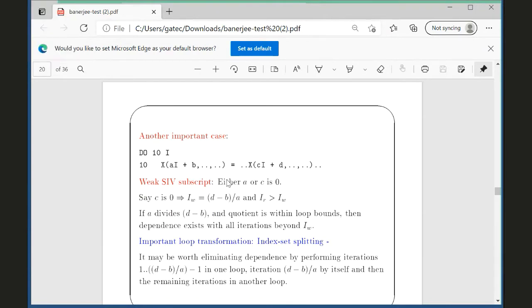And the second condition is very similar: it's now pinpointing a particular iteration, and if that is not within the bounds of I, then again there is no dependence. So if IW given by this is over the loop bound of 100, then there's no dependence, or if it is below the lower bound, there is also no dependence. Of course, the lower bound in all the cases is the normalized one equal to 1.